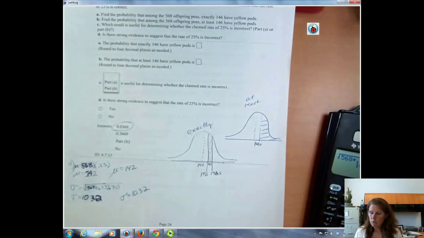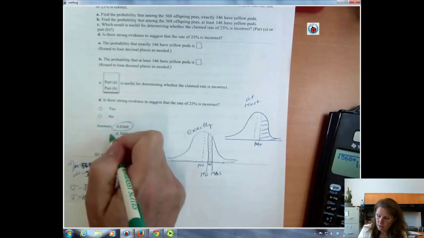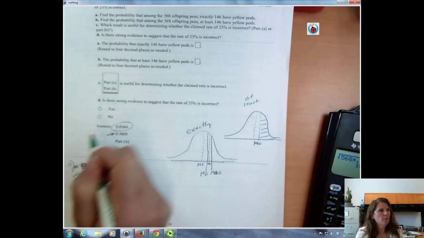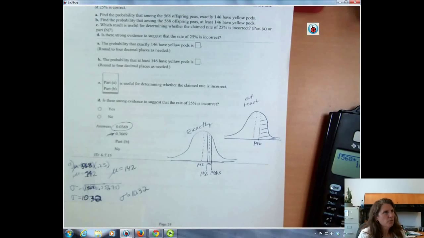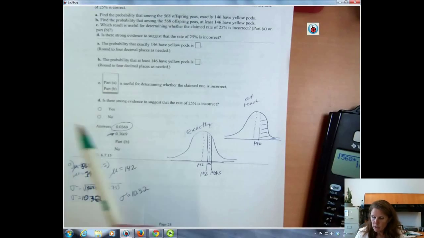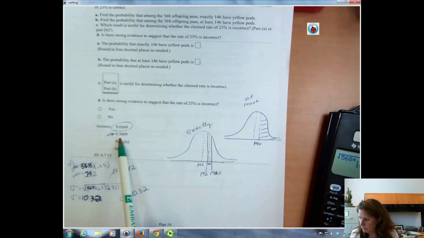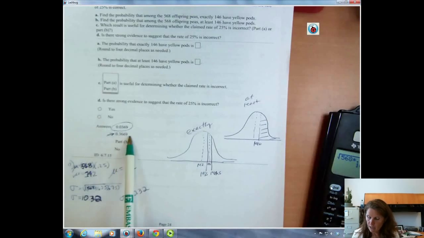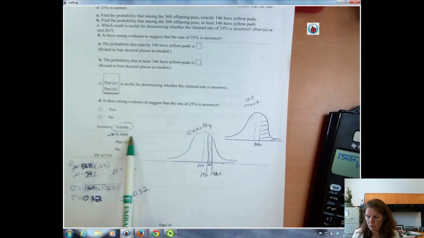Which, let me go on for a second. I didn't get this result. I'm going to go back and look that up. But number 3 asks, which is the part that's important for determining whether the claim is correct or not? Well, do you see that I got like 0.3 something? I didn't get exactly that, but I got in that range. But 36, 35, whatever I had, it's way more than 0.05.